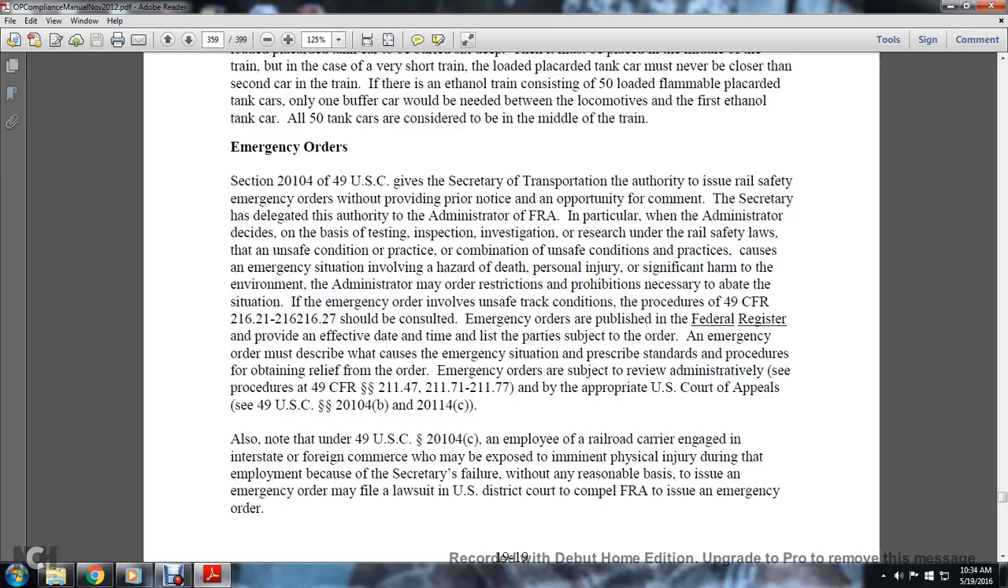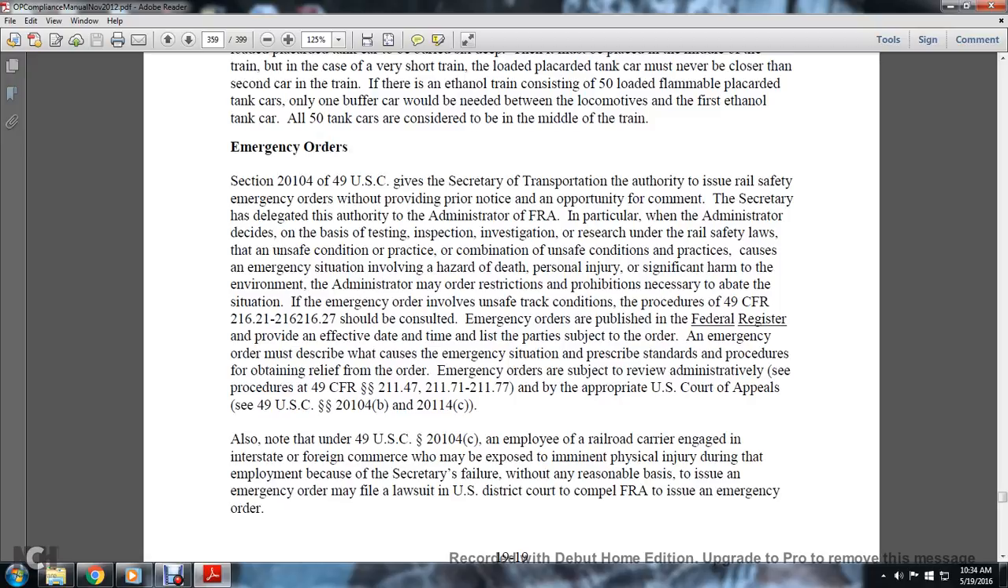For an emergency order involving unsafe conditions, the procedures of Title 49 CFR 216.21 through 216.27 should be consulted. An emergency order is published in the Federal Register, provided with the effective date and time, and the parties subject to the order. An emergency order is to be determined with the cause of the emergency situation, prescribed in the procedures for obtaining relief from the orders. Emergency orders are subject to administrative review. See the procedures, Title 49 CFR 211.47 and 211.71 through 211.77.